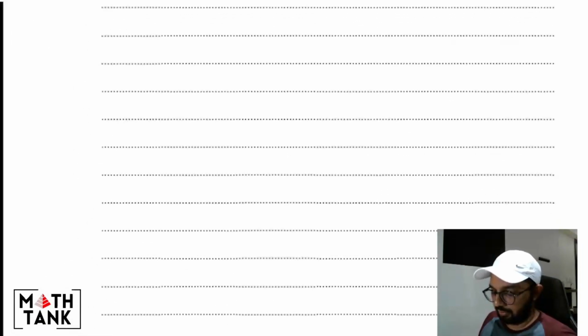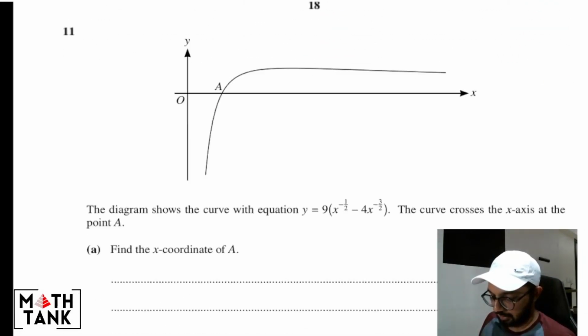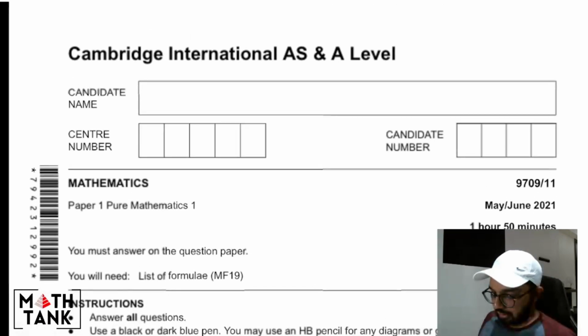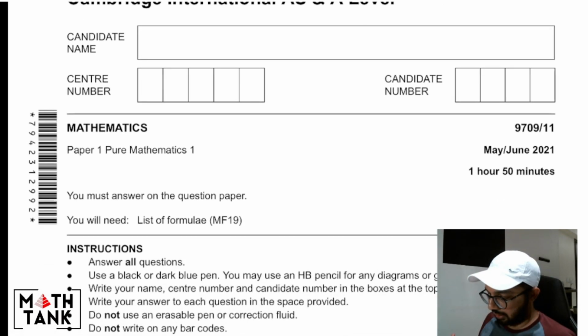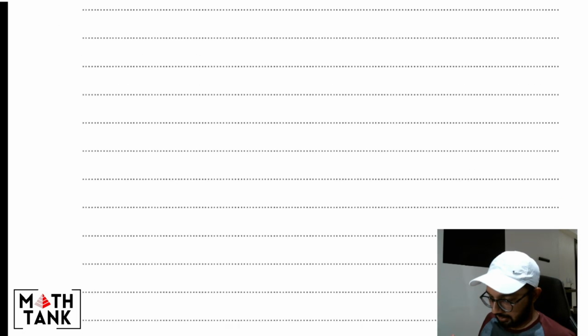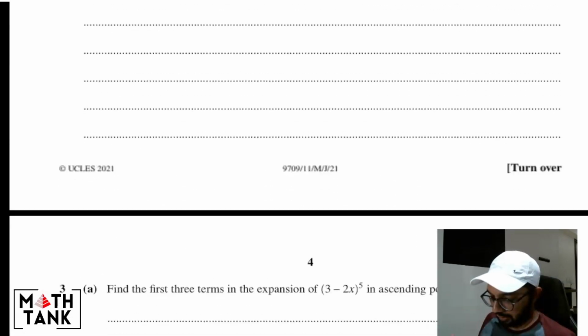Okay, quickly moving on to the next paper that I have here, and that is May-June 2021, variant 1. Let's see the question that we have here.